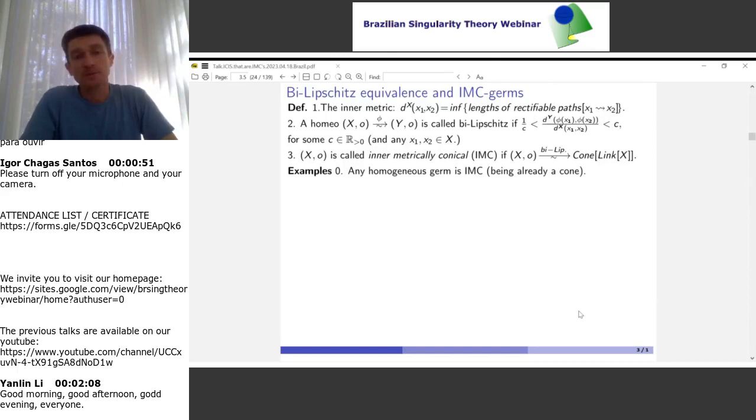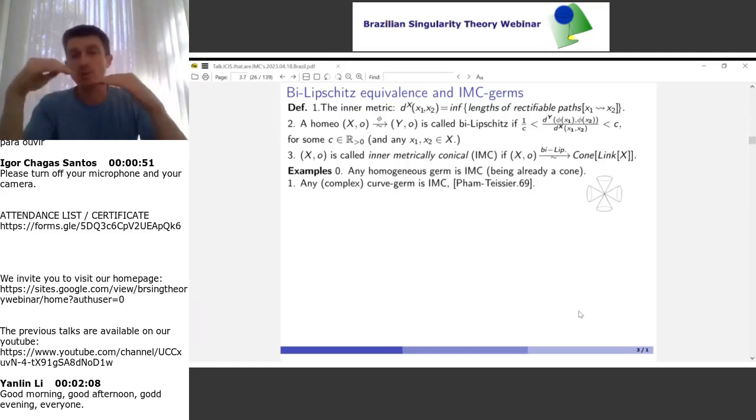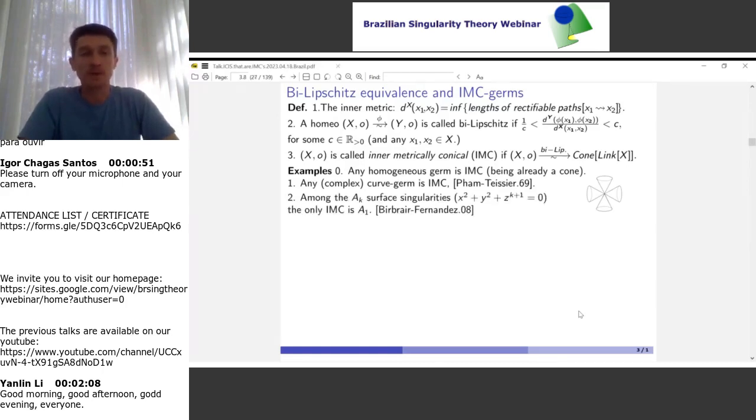So let's see some examples. Start from example number zero. If the germ is already homogeneous, then of course it is a cone. Yes, trivially. Any complex curve germ is inner metrically conical, it is very well known. So we can present it as a wedge of cones in the most naive way. And this picture is faithful not only at the level of continuity, but also at the level of bi-Lipschitz equivalence.